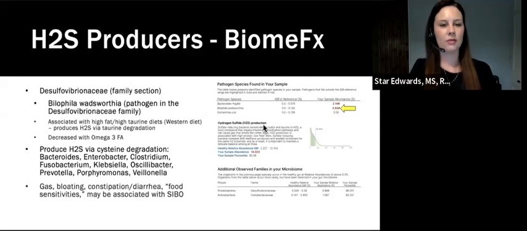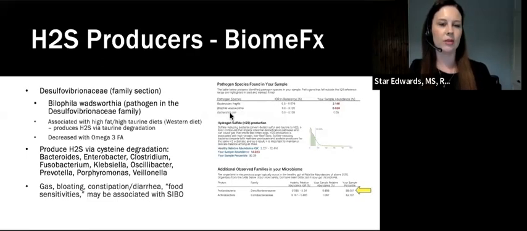So here we have in the pathogen section, Bilophila wadsworthia. This is what hydrogen sulfide production looks like on the test. And here is a family page. This is the very last page where this Desulfovibrio will show up. These are the three telltale signs of elevated hydrogen sulfide production. And when you have all of these together, then usually the patient is pretty symptomatic.